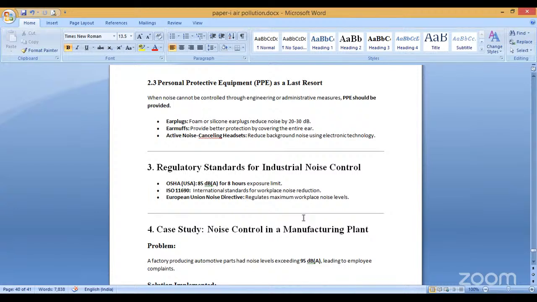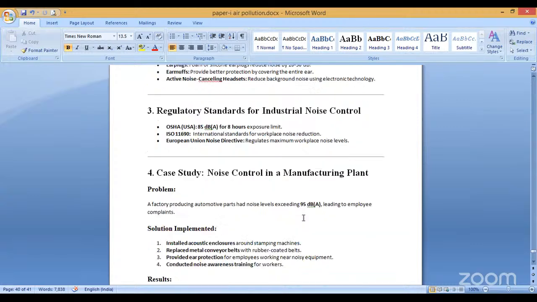Next one is the earmuffs. They provide better protection by covering the entire ear. The next one is the active noise cancelling headset, which reduces the background noise using electronic technology.